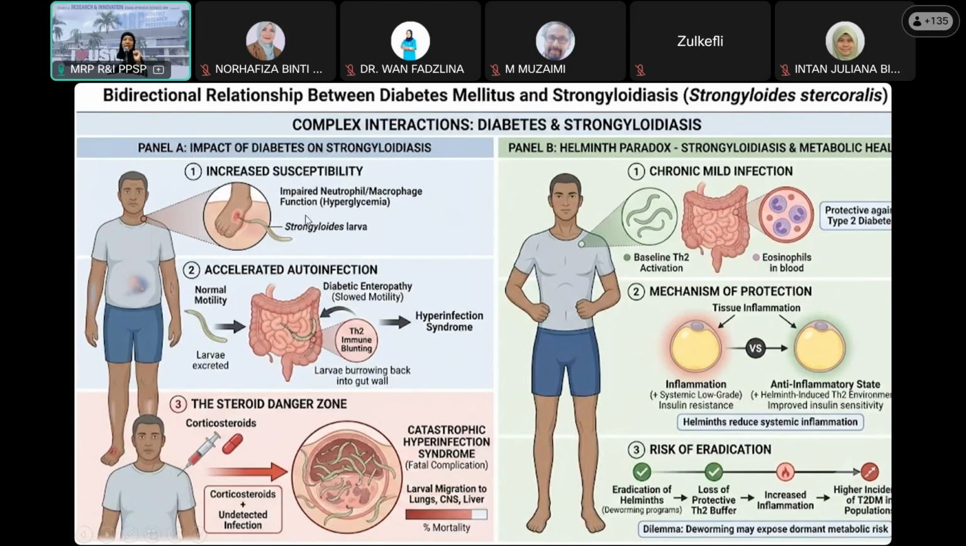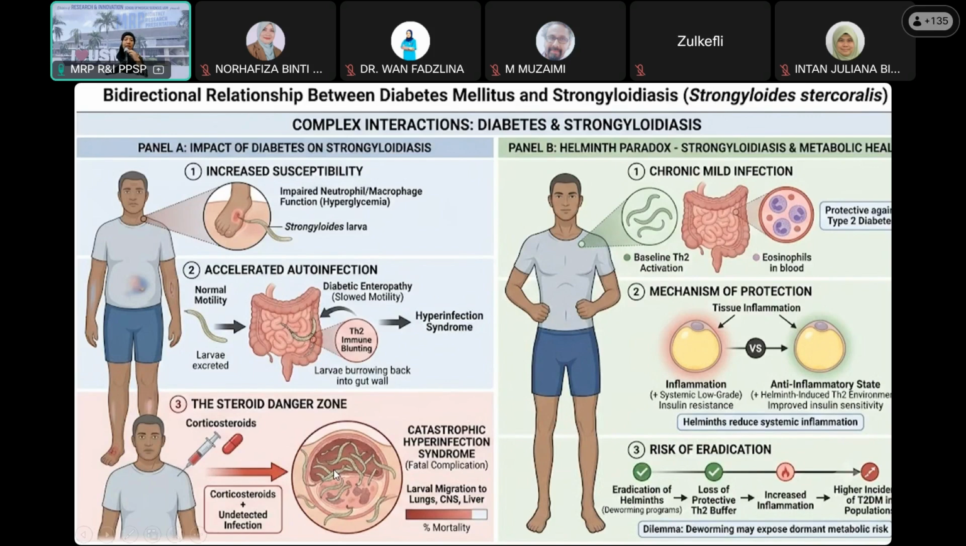When you get diabetes, neutrophil function will be impaired, and the macrophage function will also be weak. It is due to your hyperglycemic status, and this will increase the susceptibility to infection, not only for larva, but also for other things, for example, melioidosis and so on. Secondly, in Strongyloides, it will cause accelerated autoinfection because patients with diabetes have diabetic enteropathy and slow gut motility. So it will retain the larva longer in your body, and this larva will retain the Th2 immune blunting in a chronic infection. So this will cause hyperinfection syndrome in diabetic patients.